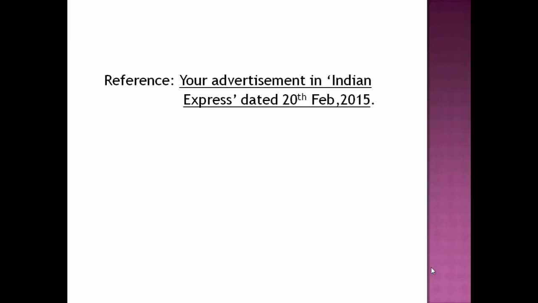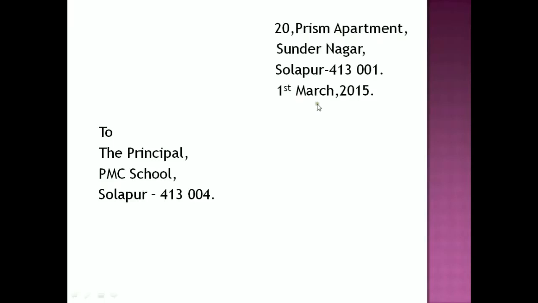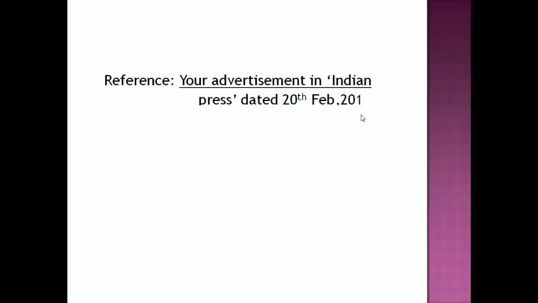Now you have seen here I have written the name of a paper. If it is not mentioned in the question, you need to write the name of any paper that is circulated all over, and the date should be before the date of writing. Like today you're writing the letter, that's on 1st March, so probably you would have seen the advertisement on 20th Feb or a few days before you're writing the letter.